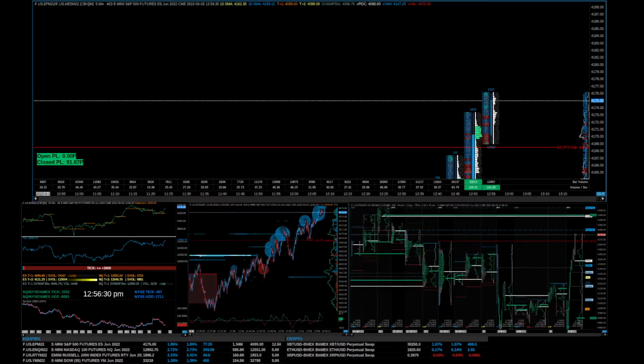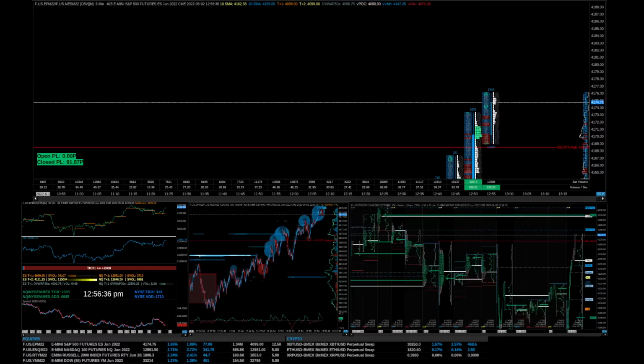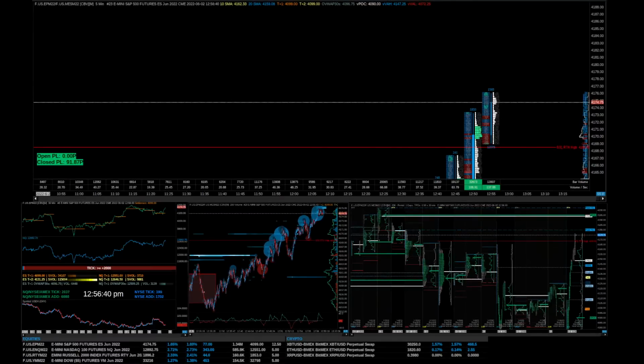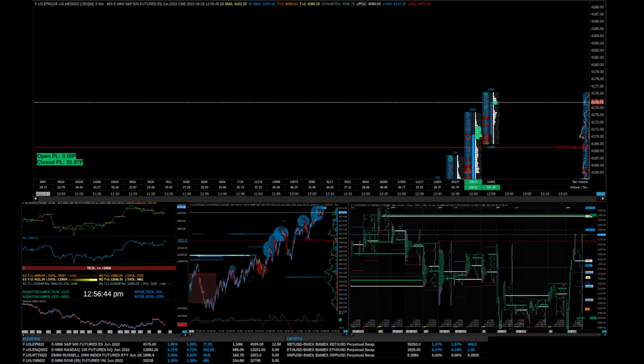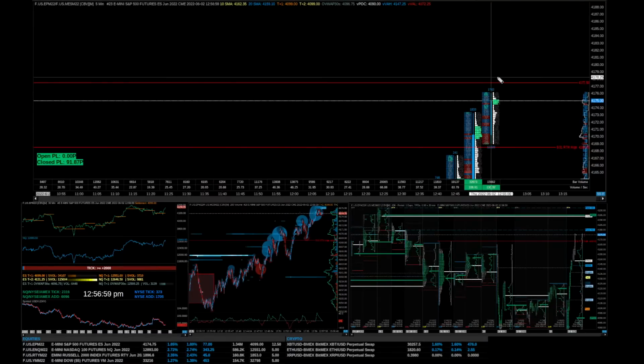30-minute gap fill coming at here. Gap fill right here at 78s. I'm just paying attention to charts right now. Right here is the gap. That's it. This is gap fill right here.